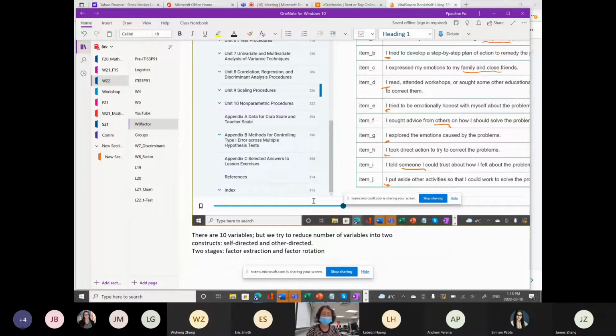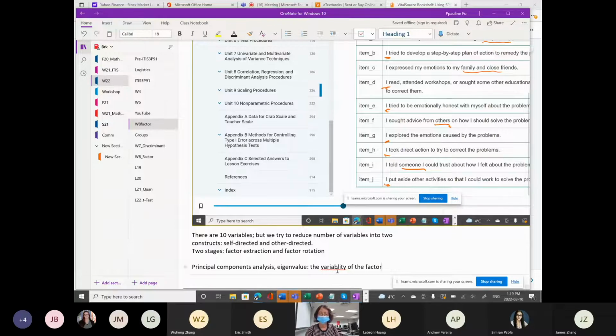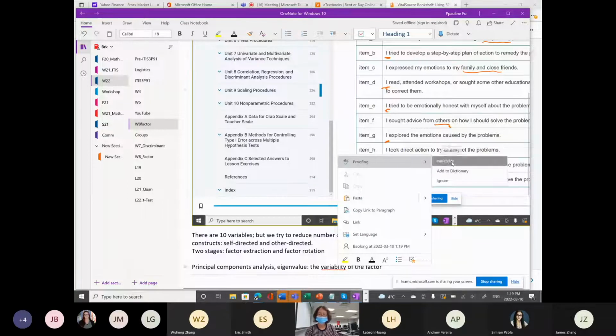So in factor extraction, we are going to use principal component analysis. And then we'll introduce a new terminology. Actually, it is not new. In discriminant analysis, we have eigenvalues. So we are going to use eigenvalue again. It is just the variability of the factor. The variability of the factor is eigenvalue.